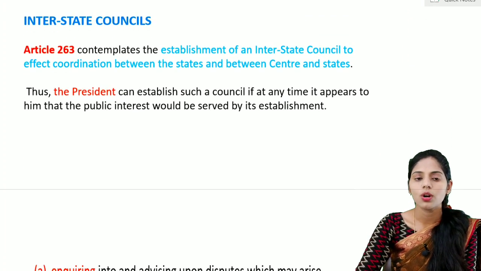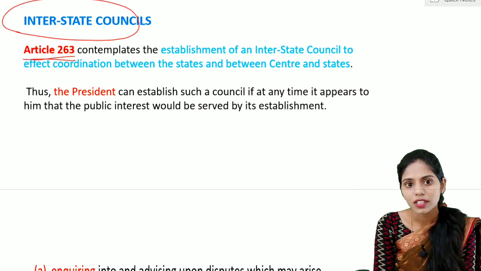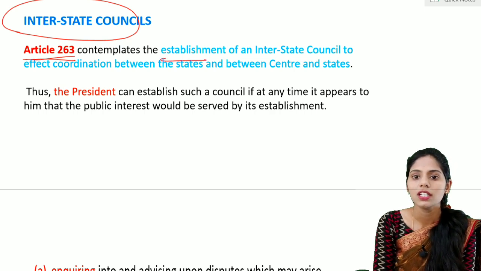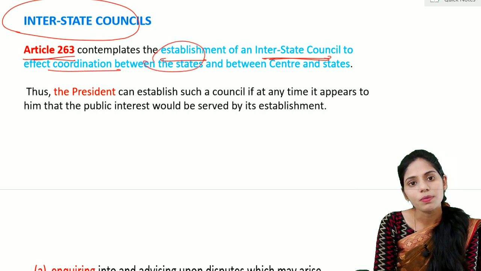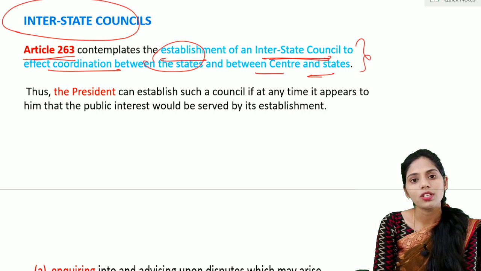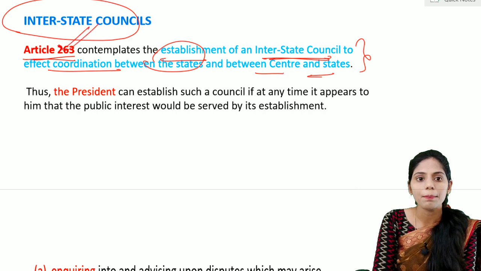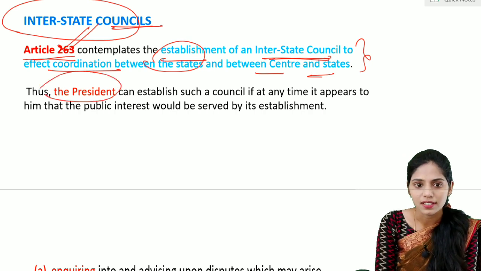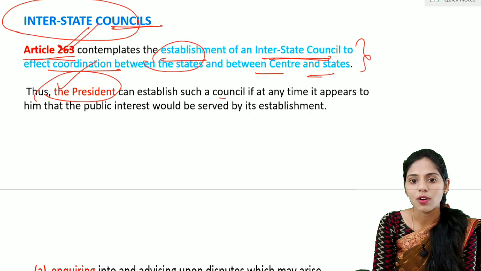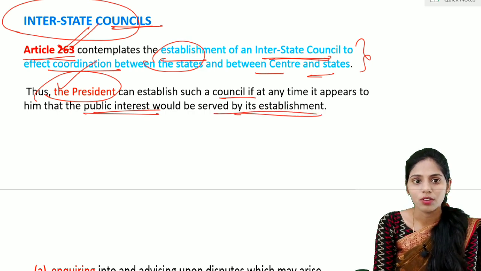Article 263 of the Indian Constitution talks about the Interstate Council. This article provides for the establishment of the Interstate Council, mainly to effect coordination between the states and also between the states and the center, to ensure proper cooperation between the state and the center. So who can establish it? It is the President. The President can establish such a council any time it appears to him that the public interest would be served by this establishment.